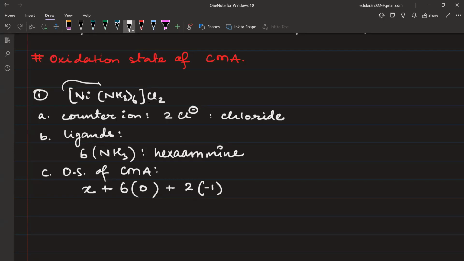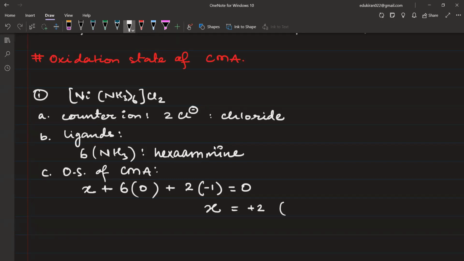Now, this complete part, this complex compound, it is having 0 charge, right? It is not charged. As you can see, you cannot see any charge here. So it is neutral, and that's why if you add the charges of all of these elements, it is going to be 0. So from here, tell me what is x equal to? X will be equal to what? Tell me, guys. X is 2. Say it loudly. Yes, +2.